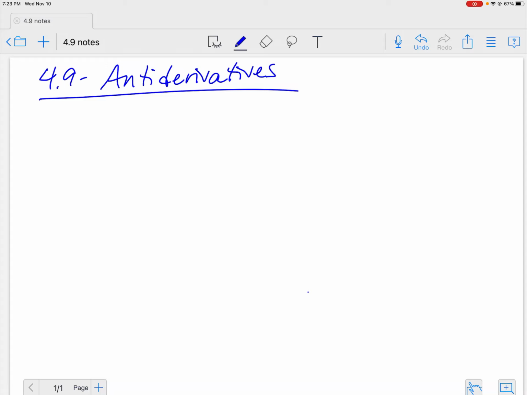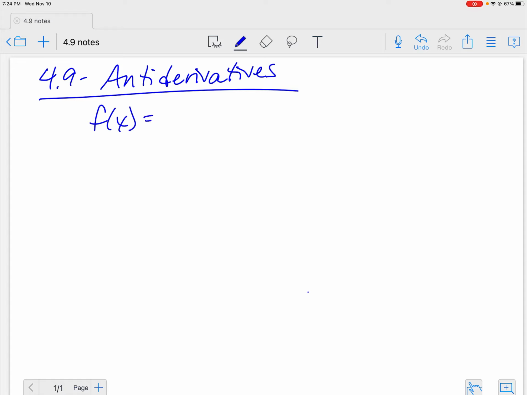Okay, the long-awaited antiderivatives. So those last two sections, 5-1 and 5-2, we talked about the concept of an integral, which is the area under the curve, right? Now we're talking about an antiderivative. So we're getting more along the lines of what is the process? What is the rule that we go with? I'm not just looking at a graph at this point, okay? So let's talk about what this is.